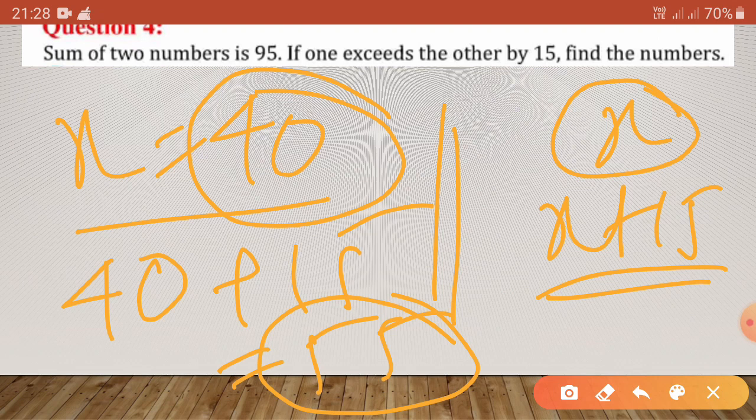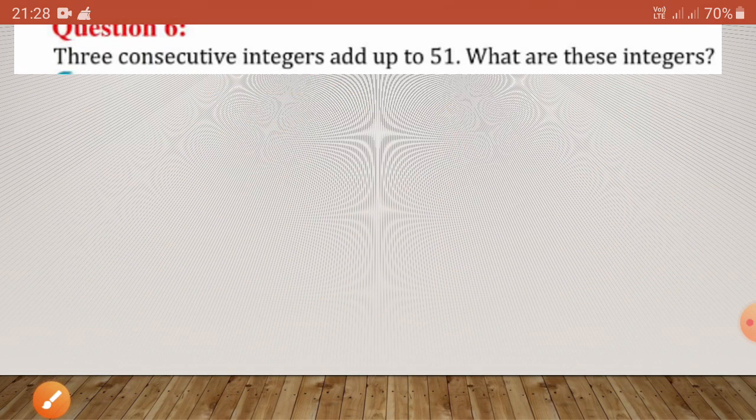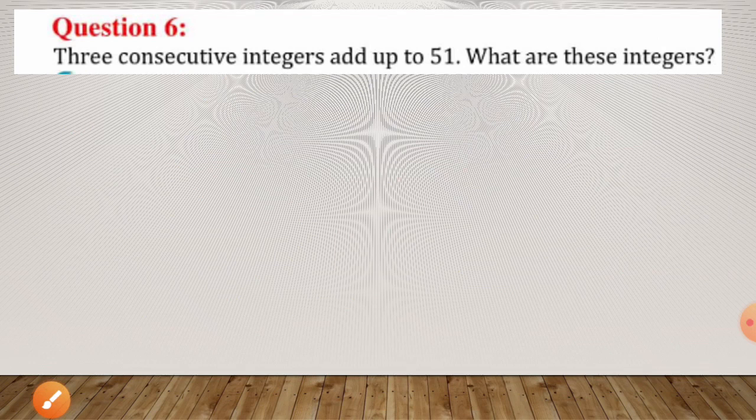Okay, go to the next slide. The next question is a very important question. The question is: three consecutive integers add up to 51. What are these integers?